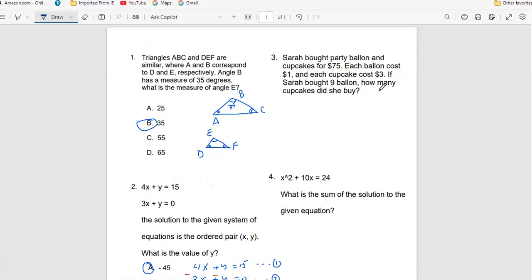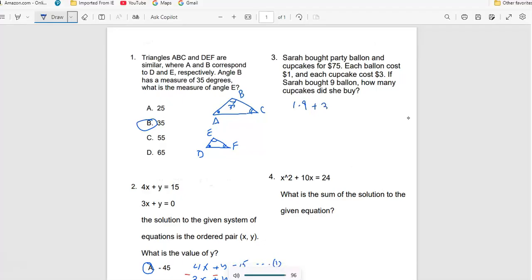Okay, so let's write the equation and try to solve it. I have the total she spent. The total amount she spent is 75, and that comes from multiplying the number of balloons by the price of each one. How many balloons did she buy? 9. And the price of each one is $1. So 1 times 9, plus the cupcakes cost $3 each.